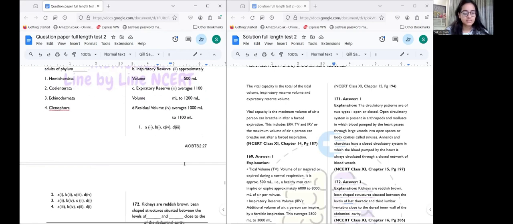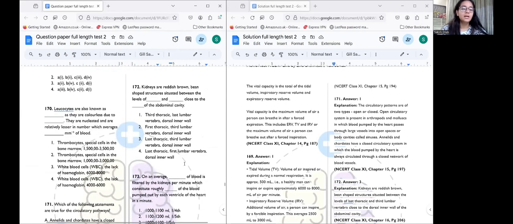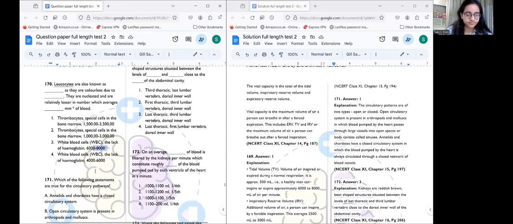Okay. Next answer, 170. Leukocytes are also known as WBC. So we have RBC, WBC, platelets. RBCs are erythrocytes, WBCs are leukocytes, and platelets are thrombocytes. Okay. Now leukocytes are colorless. Why? Because they do not have any hemoglobin, obviously, and they are nucleated, but they are less in number as compared to RBCs, which are how much? 6,000 to 8,000 per millimeter cube. So the answer is white blood cells. They lack hemoglobin, 6,000 to 8,000.